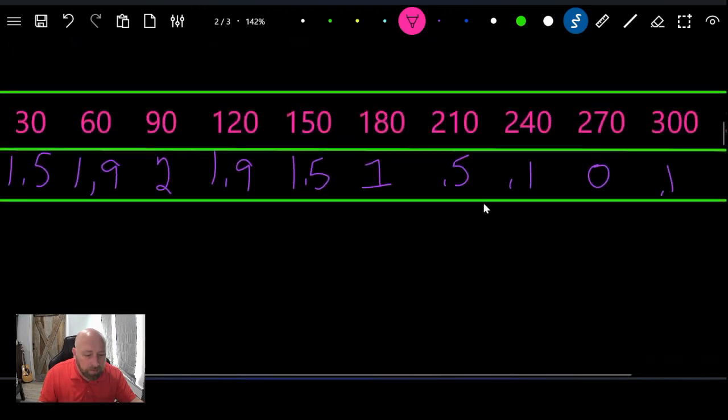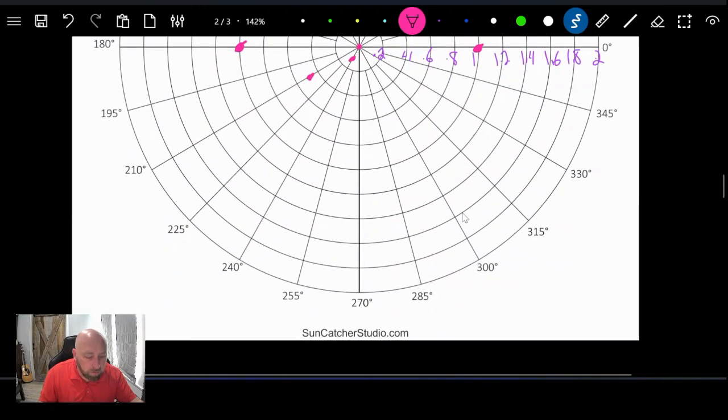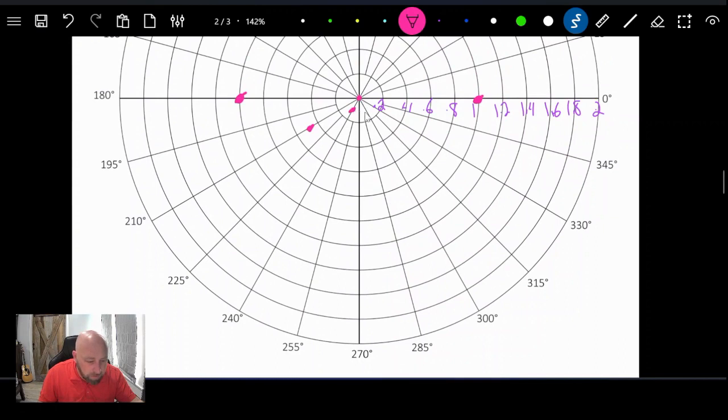And then at 300, we're at 0.1. So at 300, we're back here. So there's our 300. So we're right back here, tight in here. And then this one matches here on the 330. So we'll come over here to the 330.